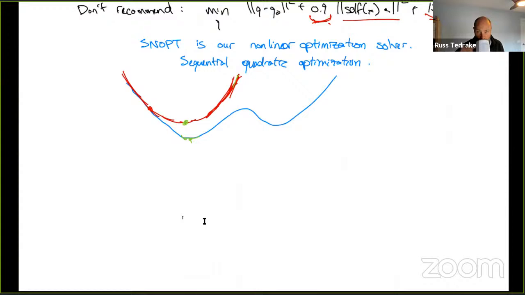Questions? Okay, what's the relationship between SNOPT and, yes, so they are closely related. There's a family of second order methods, and I think the SQP methods tend to be using something like Levenberg-Marquardt in the inner loop.